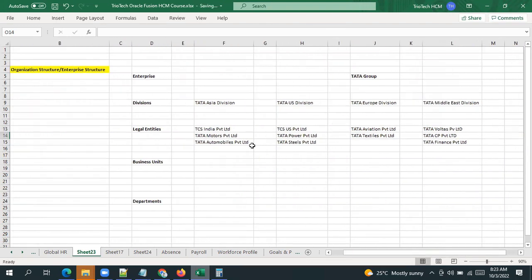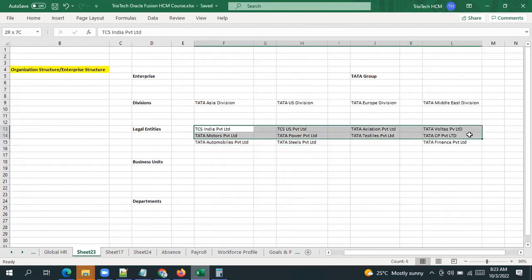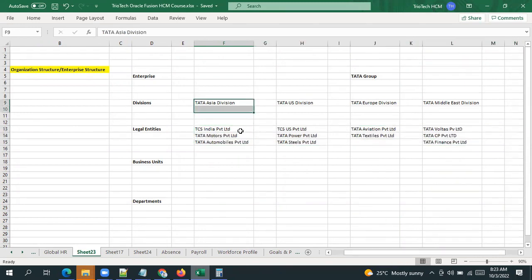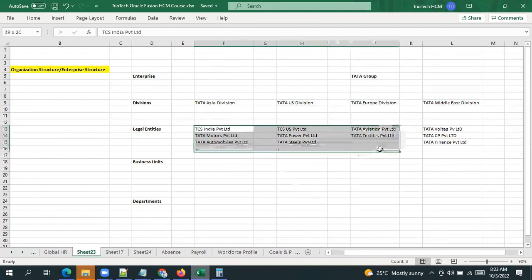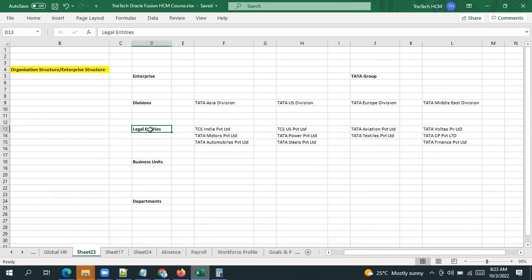So these all are the actual registered companies of our client team, which is operating across different divisions across the globe team. So these all companies in Fusion system, we will call them as legal entity. An entity which is legally registered as per the government norms in that particular country.